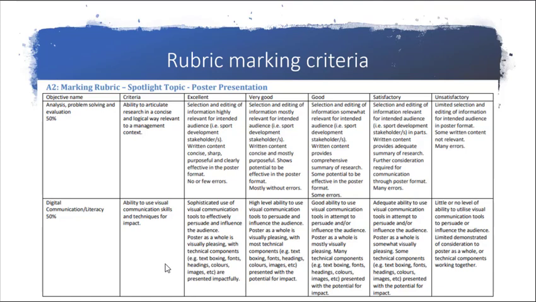The second criteria looks at your ability to use visual communication skills and techniques for impact, and it's about how you bring the different elements of your poster together. So we're talking about layout, formatting, imagery, presenting these in a way that's impactful and communicates your messages to your audience powerfully.